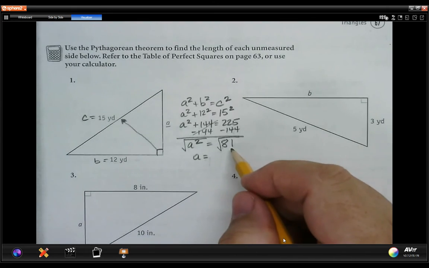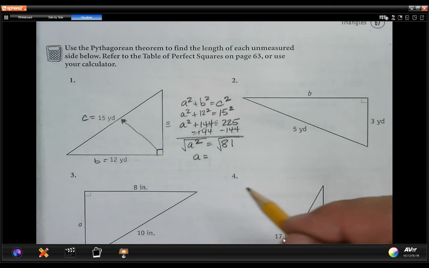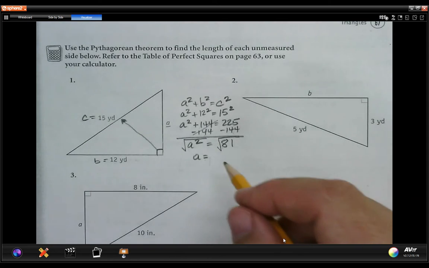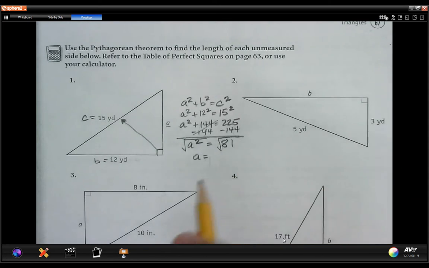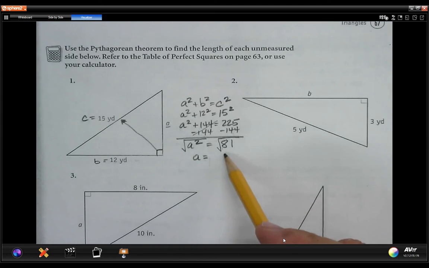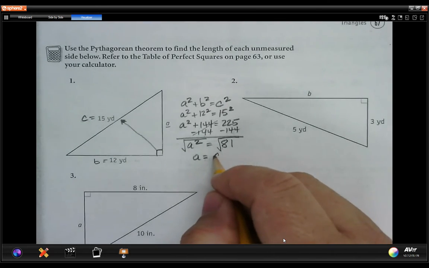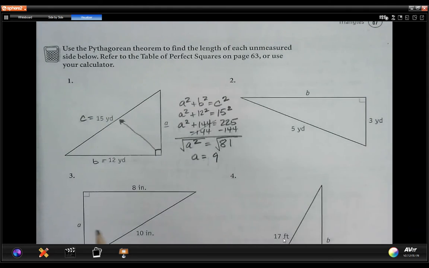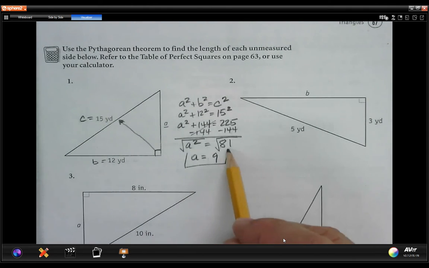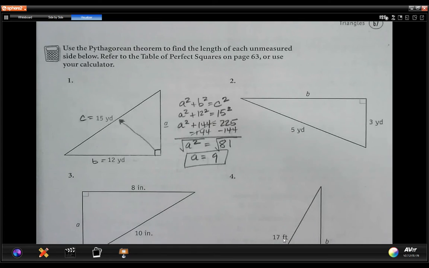The square root of 81, what times itself will make 81? Well, you can use your calculator. You could also use a little mental math. So let's think about 8 times 8. 8 times 8 gives me 64, so that's too small. 10 times 10 gives me 100. That's a little bit too big. So maybe it's the number in between. Let's try 9. 9 times 9 does, in fact, equal 81. So the square root of 81 is 9. Again, you can use your calculator to do that as well. But we have now figured out that A equals 9, and that is our answer.